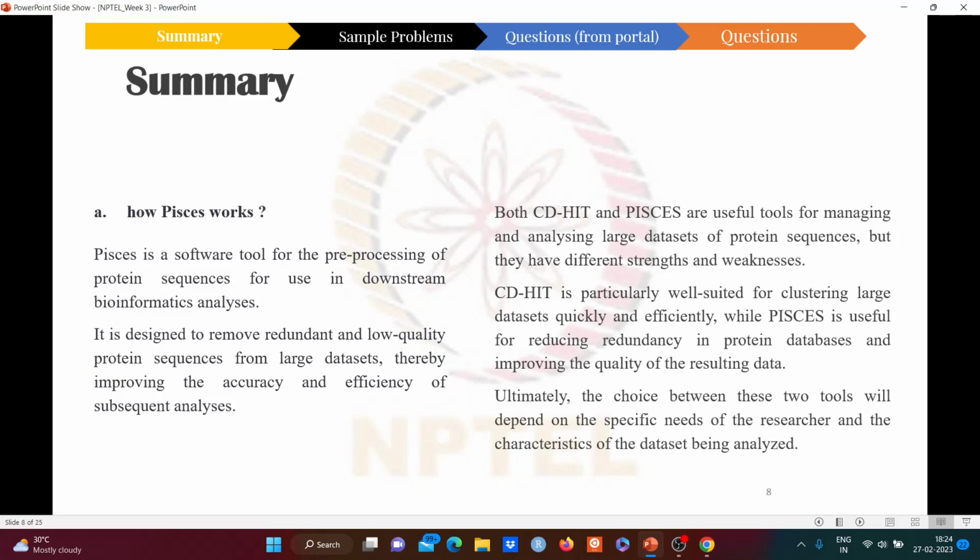So far, we have learned two tools that are similar. So let's understand what their difference is. CD-HIT uses a fast and memory-efficient algorithm to cluster the sequences based on sequence identity, and it can handle millions of sequences with relatively low computational requirements.